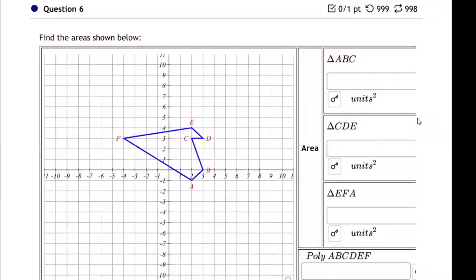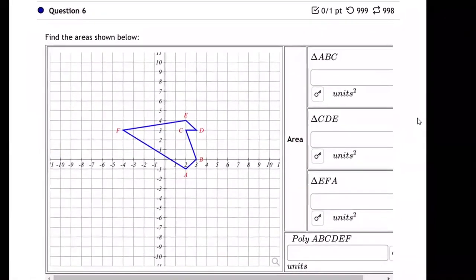Okay, so this question is fairly complex. They've got this polygon, this right here. It's got several sides, called out as a polygon. And they want us to find how many squares fit inside this entire polygon. We could try to count them. We could say, well, here's one square, two, three, four, five, six, seven, eight.